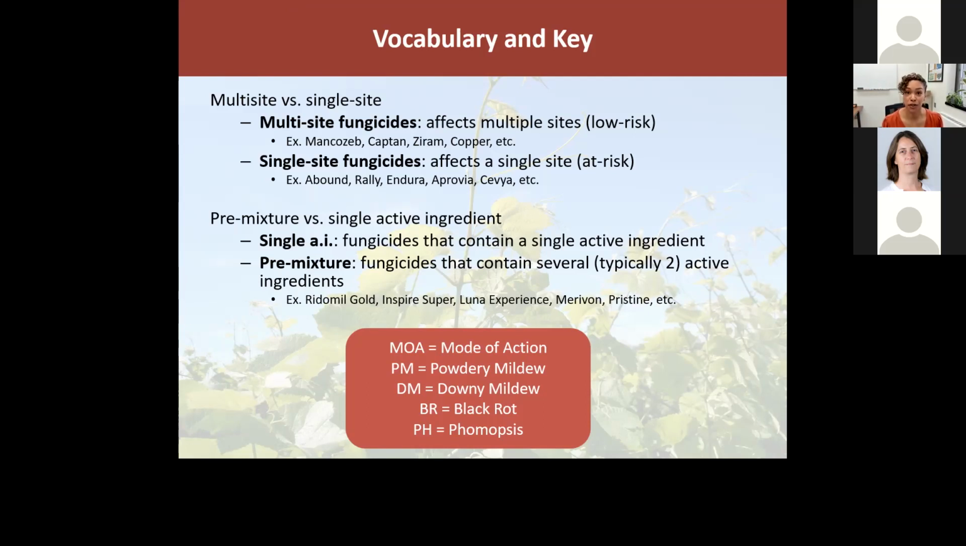Because it takes a lot more time to get over 10 hurdles than it does to get over 1 hurdle, right? And that brings us to single site fungicides. These only affect a single site, and these are generally termed as at risk. They could be anywhere from medium to high risk fungicides.